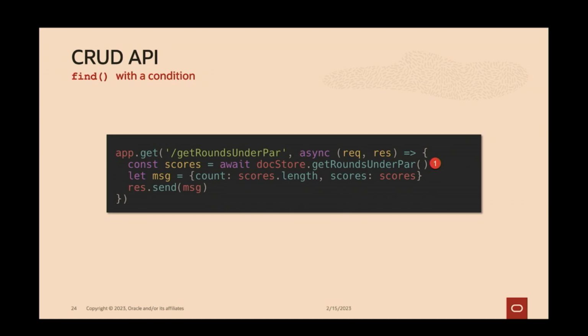So now we're going to get into the where clause when you're using find. And as I said earlier, when you use find, what we're basically doing is passing in a where clause that's going to be used on the back end. In this particular case, we're not accepting any user input. All we want to do here is return all the rounds that have ever been played that are under par.